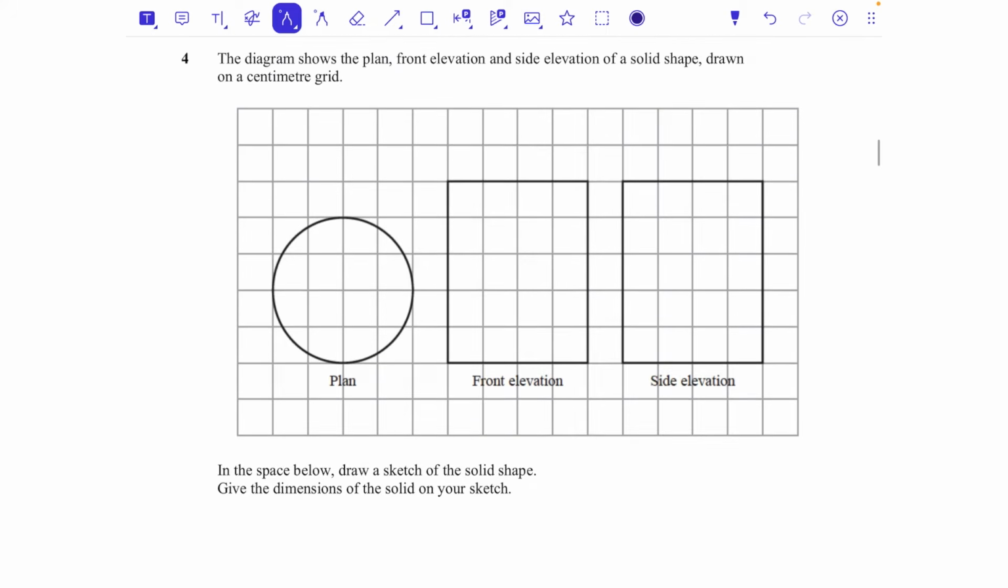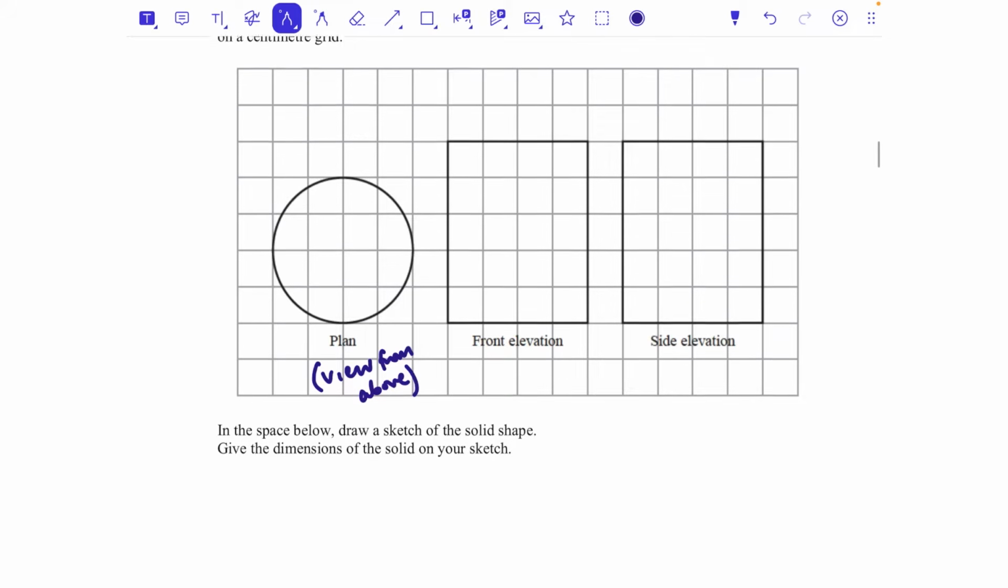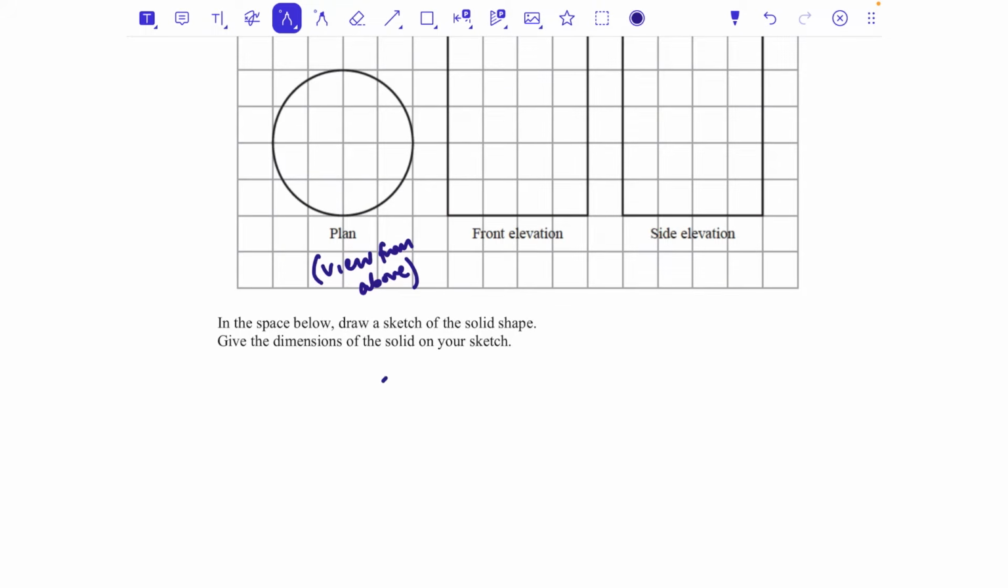Question number 4. The diagram shows the plan, front elevation and side elevation of a solid shape drawn on a centimetre grid. In the space below, draw a sketch of the solid shape. So the plan is the view from above. So we're saying from the top this looks like a circle, and from the front and the side it looks like a rectangle. And that means that this is a cylinder.